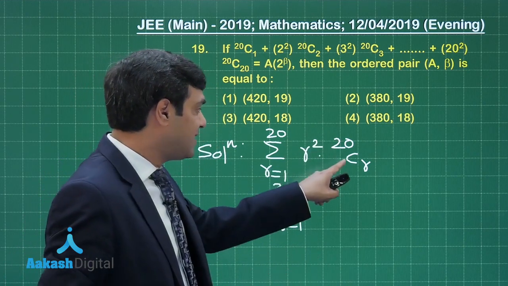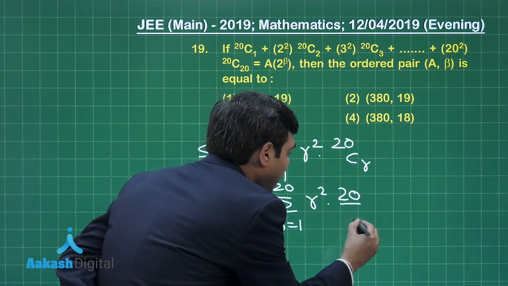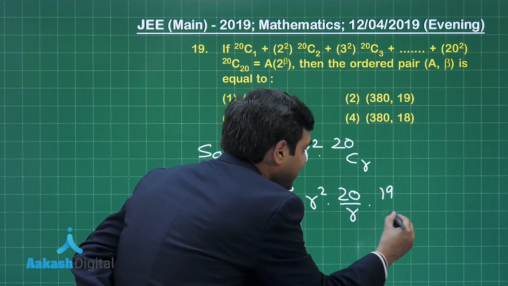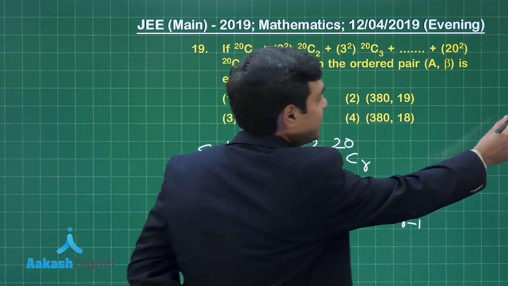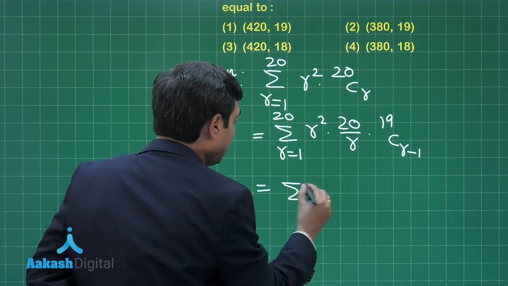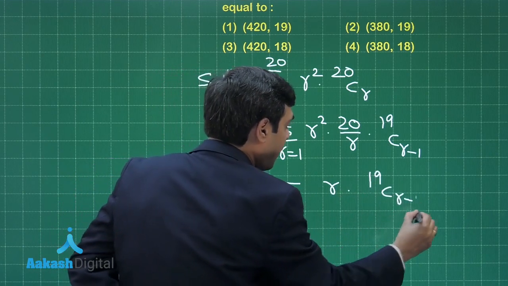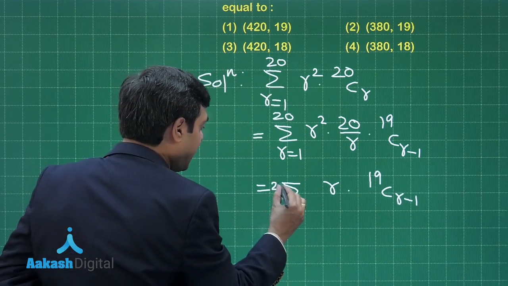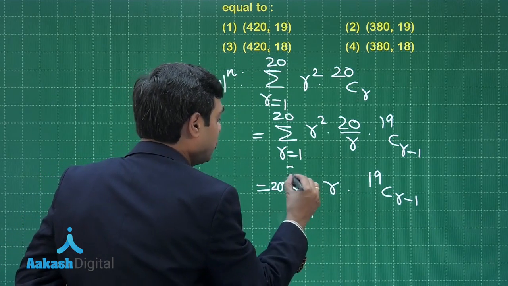So this 20 CR meaning you have r square into 20 by r into 19 C r minus 1. Right? So this r will be cancelled. You are left with simply summation over r into 19 C r minus 1, and 20 can be written outside. Here r is starting from 1 to 20.